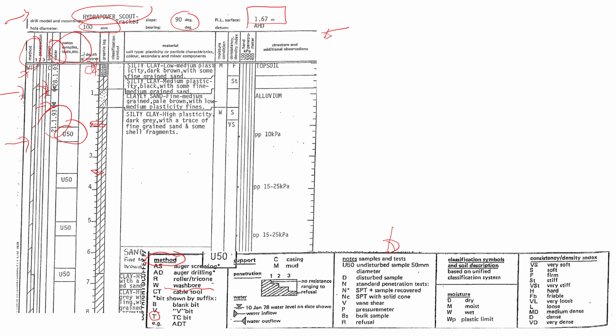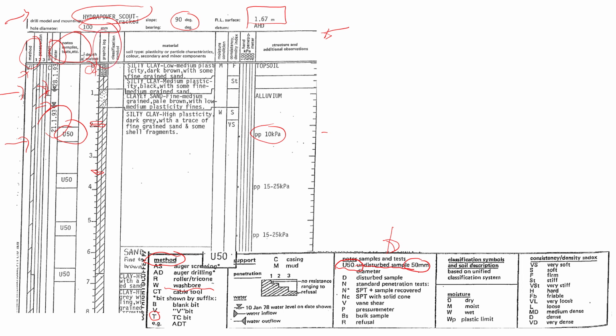U50 means it was an undisturbed sample. Again, if you don't know, just try to find it in the legend. And it says here, undisturbed sample of 50 millimeters diameter. So that's the sample that was collected. Probably they used this sample for tests. You will see that later on here. There will be tests performed. I'll talk about it a bit later. So now let's move on and see what else you can see here.